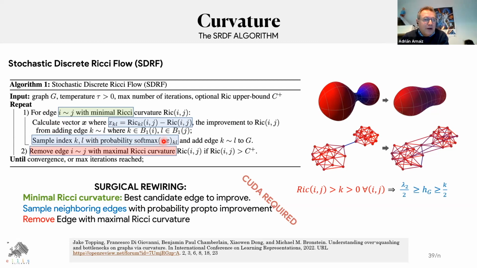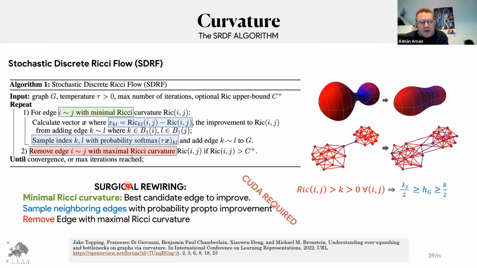We have to learn this model or this parameter, and after that we can remove the edges with maximal Ricci curvature. And then what we do for this case is enrich a little bit the bottleneck, and after that we can remove some of the edges with maximal curvature. They are inside the communities and not in the bottleneck.